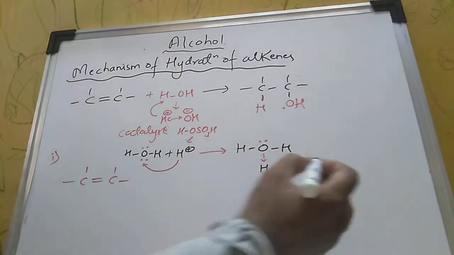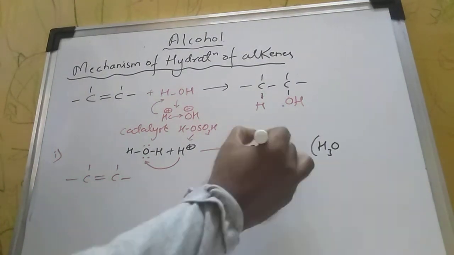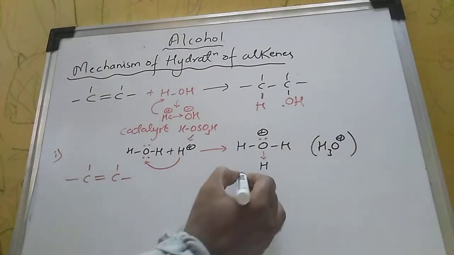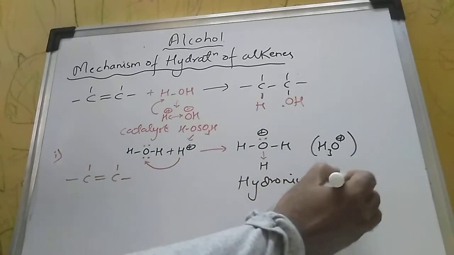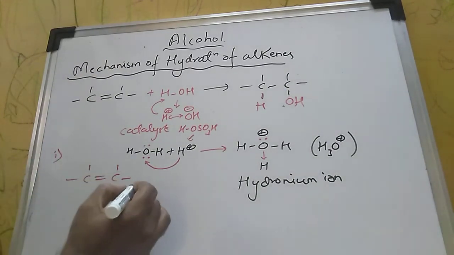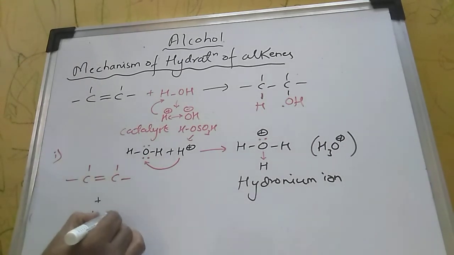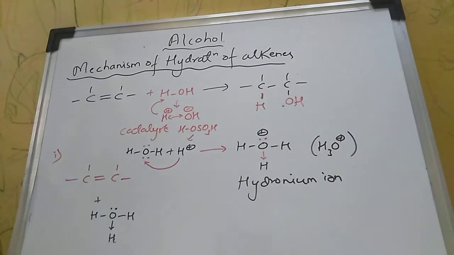So this forms H3O plus. O gets a positive charge. A hydronium ion is formed. So through the hydronium ion, the reaction takes place. This alkene reacts with the hydronium ion.